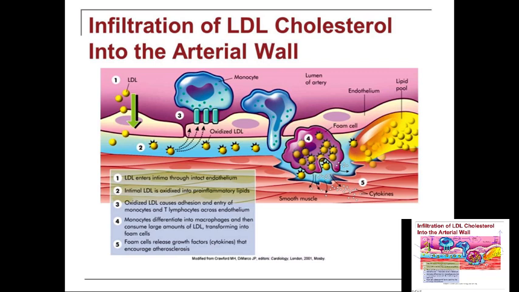So down here are the steps. We can see LDL enters the intima. You see you have the oxidized LDL. You can see that now they're engulfed by the monocytes that have become macrophages. And when they engulf them, they become foam cells. And the foam cells release these cytokines. Cytokines are pro-inflammatory messengers, and they encourage atherosclerosis, tumor necrosis factor, and different interleukins that are pro-inflammatory.